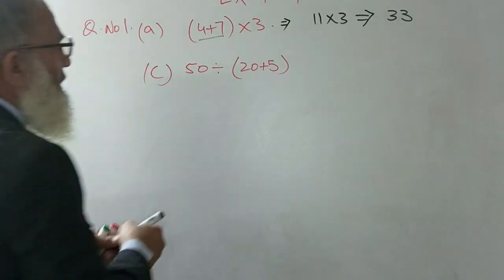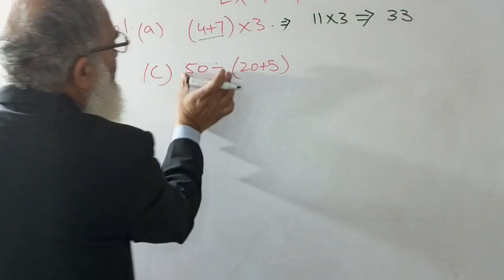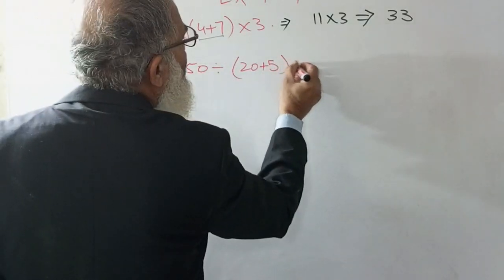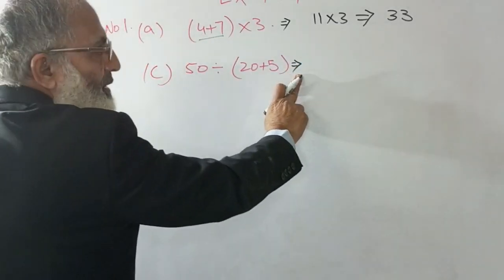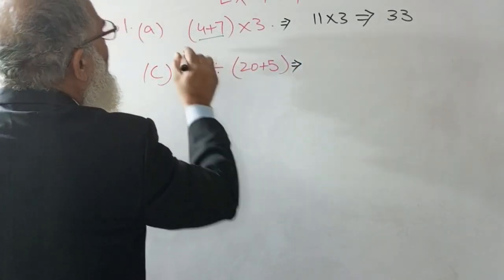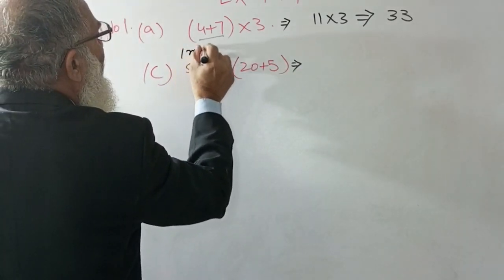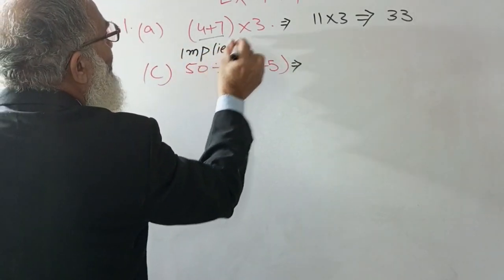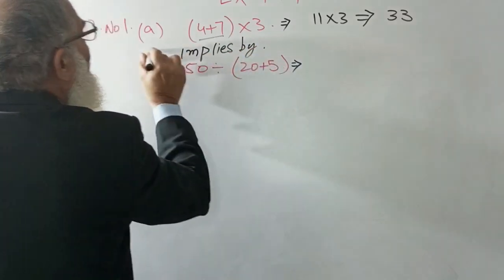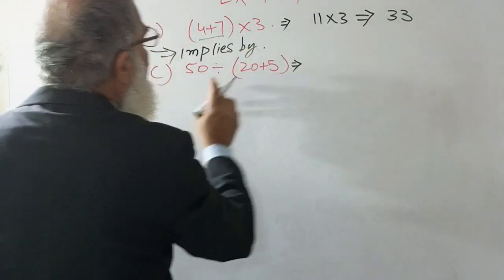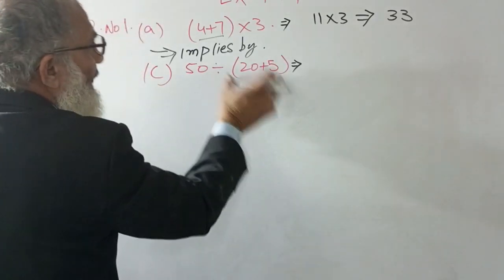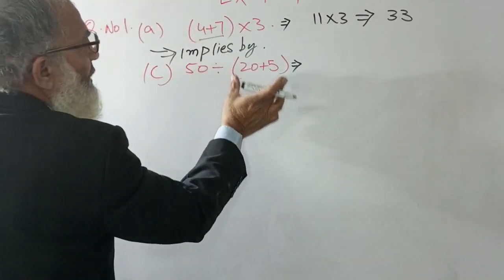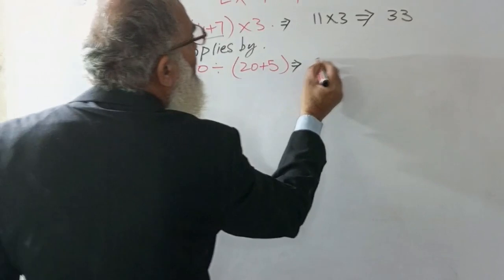So it is again very easy. You leave this as it is. Don't forget to write this sign. This is implies by this sign. Okay. So as per the order of BODMAS, you have to solve this.